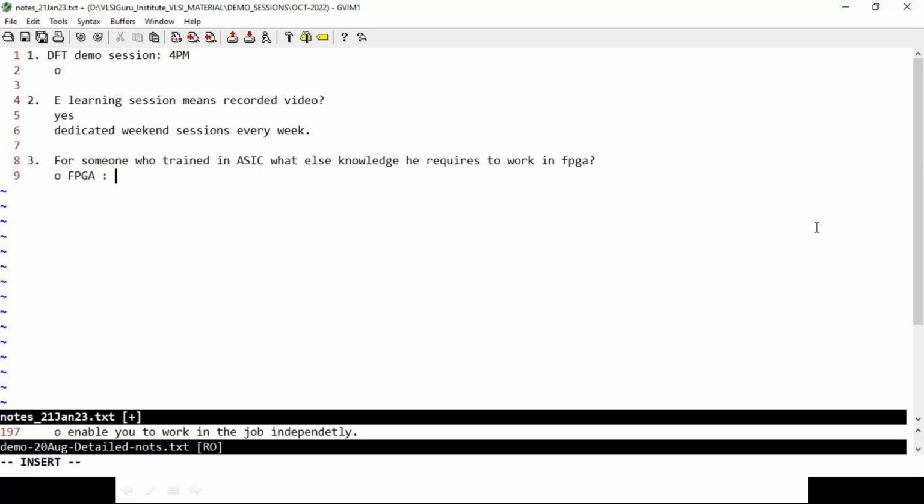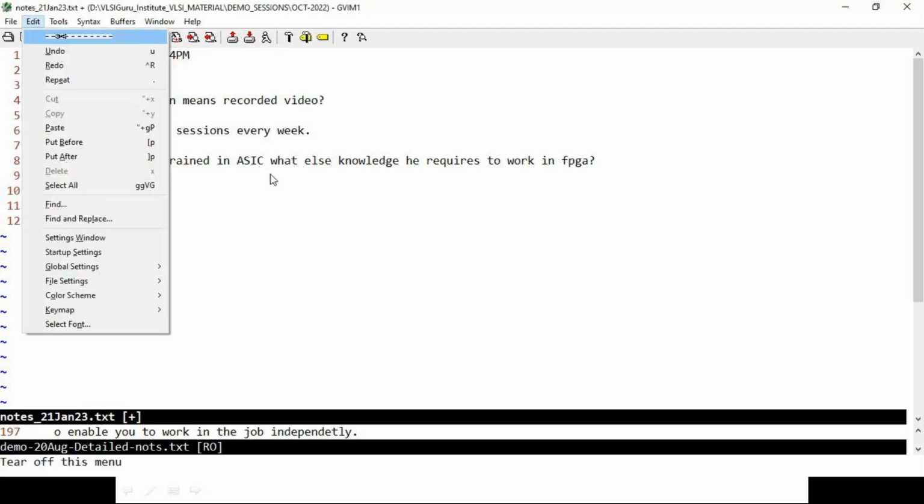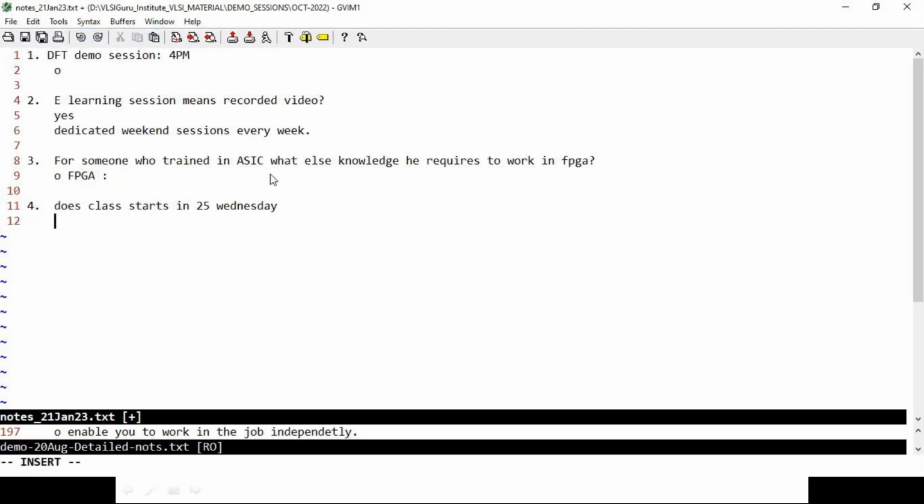Does the class start from 25th Wednesday? Yes, it starts from 25th of January. The next 3 days, 22nd up to 24th, is for enrollment purpose, because some of you may not have enrolled. So it is time for you to enroll. The reason is, if you miss one session, let's say if I start the session on Monday, some of you enroll by Tuesday, you miss 1 or 2 sessions. You find it difficult to cope with the remaining sessions, because once you miss 4 or 5 hours or 8 hours of training, you lose the track.